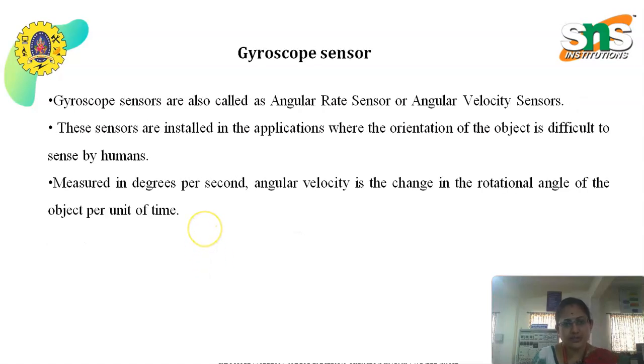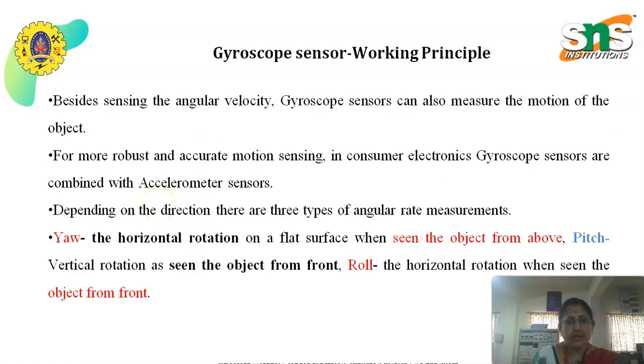The gyroscope sensor, which we call an angular velocity sensor or angular rate sensor, is used to detect the orientation of an object that is difficult for humans to sense. It is measured in degrees per second. In a gyroscope, three directions of angular rate measurement can be done. The first one is yaw, the second is pitch, and the third is roll.